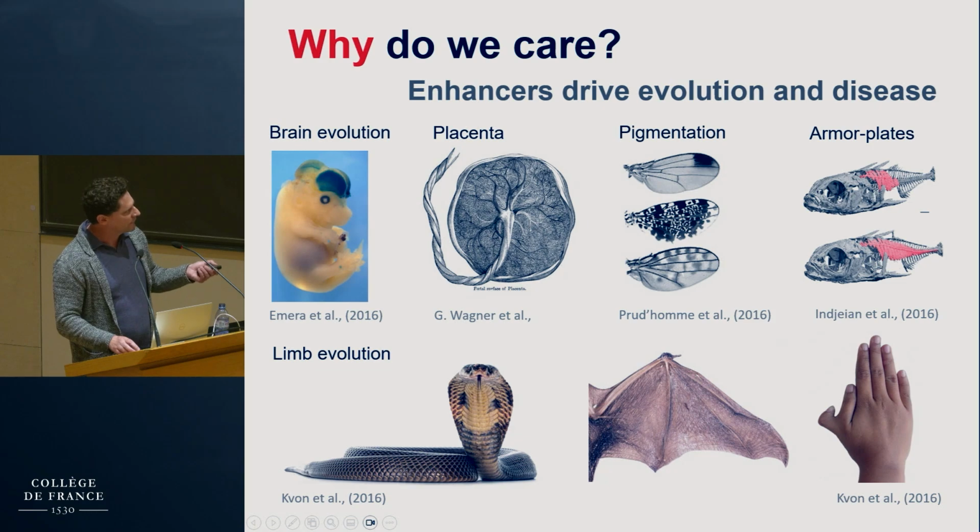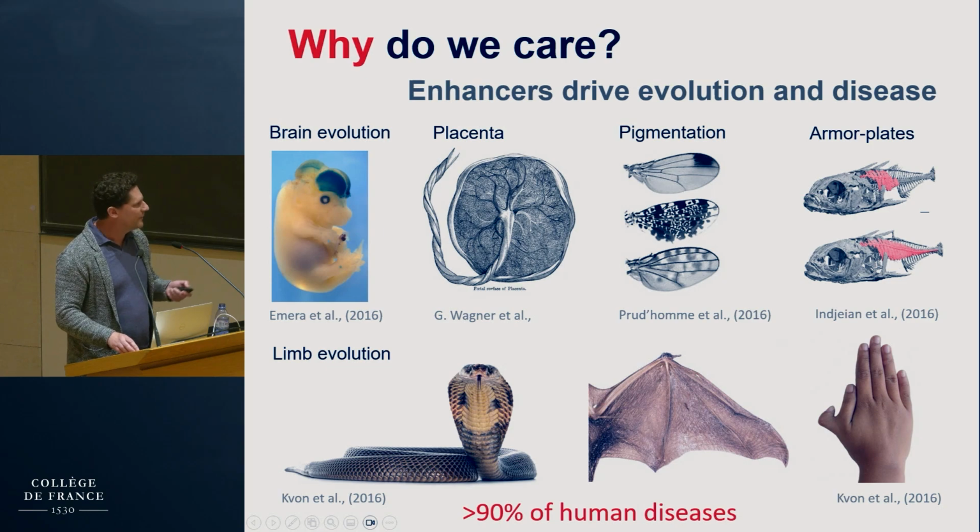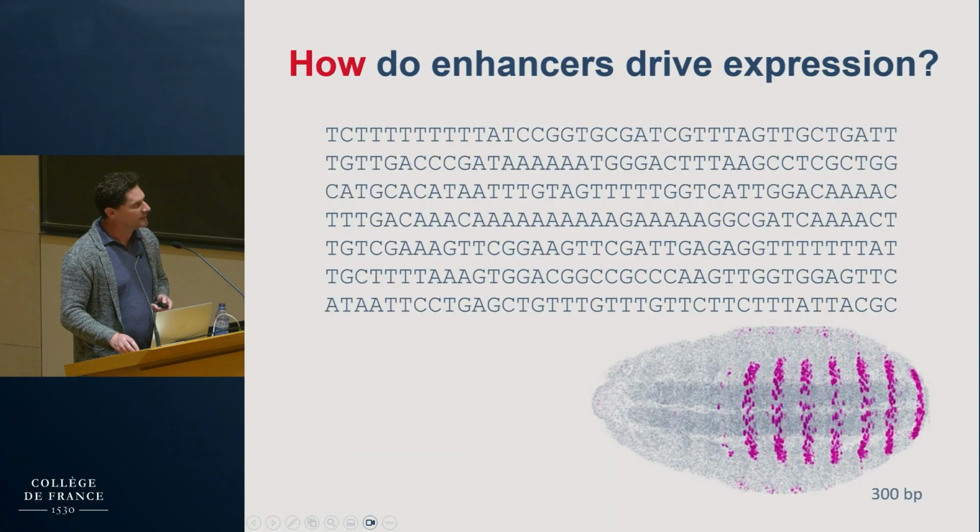And aside from that, we've already seen nice examples of these different conditions, like limb patterning. On top of that, we know, particularly this community here, that the majority of mutations in human disease actually map to these regions. So clearly they're fundamentally important.